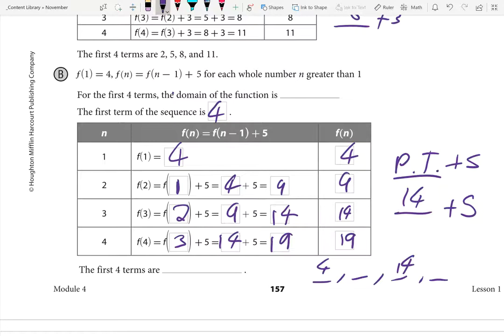And just to fill this in, the domain of the function is 1, 2, 3, 4, again, because you're finding the first, second, third, and fourth term, but you're not actually plugging those numbers in, keep in mind. What you're really doing is plugging in the outcomes in order to get the next outcome, plugging in 9 to get the 14, plugging in 14 to get the next term of 19, and so on. All right, so the first 4 terms are, let me put these back in here, 4, 9, 14, and 19.